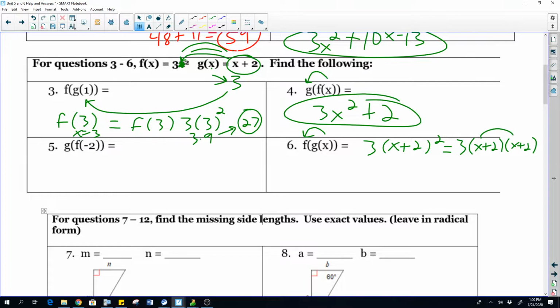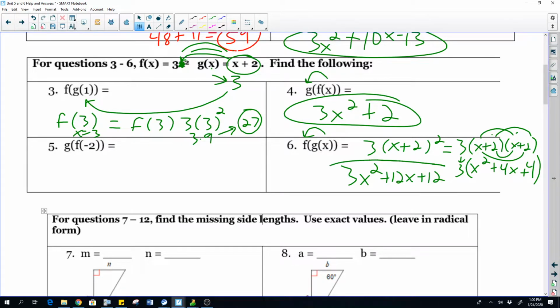And so then you have to FOIL that. So x times x is x squared. 2 times 2 is 4. And then 2x with another 2x is 4x. Adding those two together. Getting your smiley face. And then we'll bring down the 3 and distribute that through for our final answer. So our final answer would be 3 times x squared is 3x squared, plus 12x plus 12 for our final answer.